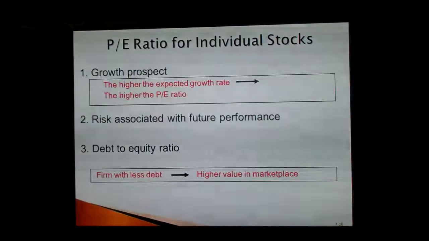Okay. P/E ratio for individual stocks. The higher their expected growth rate, the higher the P/E ratio, right? So you'd expect tech firms and things like that to have really high P/E ratios. Not like 1,000,000 high, but high relative to the market, right? Risk associated with future performance, right? You're going to pay more per dollar of earnings in a risky stock because you expect more in the future, right? Firms with less debt have a higher value in the marketplace. Makes sense, right? If you have too much debt, just like a person, you might not be able to pay it back.